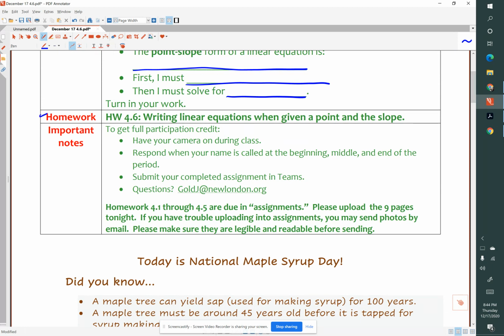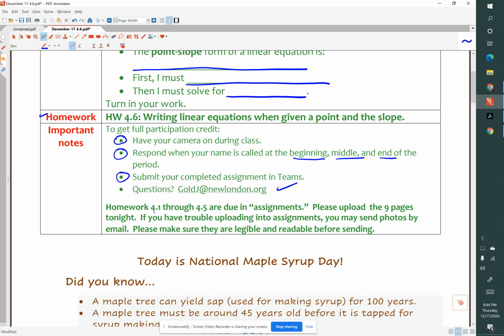For homework tonight, we have one page on writing linear equations when given a point and a slope. Remember, you're earning bonus test points for having your camera on during class. And for attendance, you want to stay through the whole meeting. I might call on you at the beginning, the middle, or the end. Submit your assignment in Teams and write to me if you have any questions.